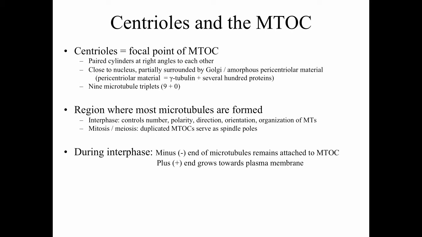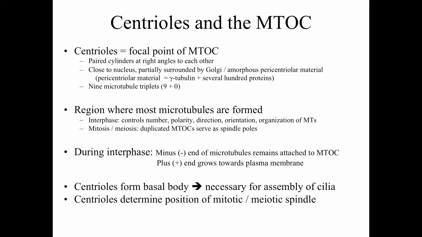During interphase, the minus end of microtubules remains attached to the microtubular organizing center, and the microtubules of the cytoskeleton radiate out towards the periphery of the cell as the plus end grows towards the plasma membrane. Centrioles form the basal body, which is necessary for the assembly of cilia because the axoneme in cilia and flagella emanate from the centrioles, and centrioles determine the position of the mitotic and meiotic spindles.